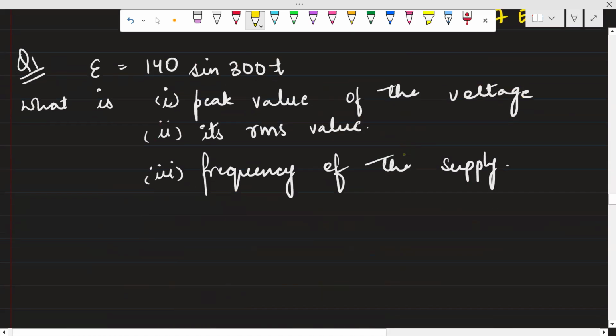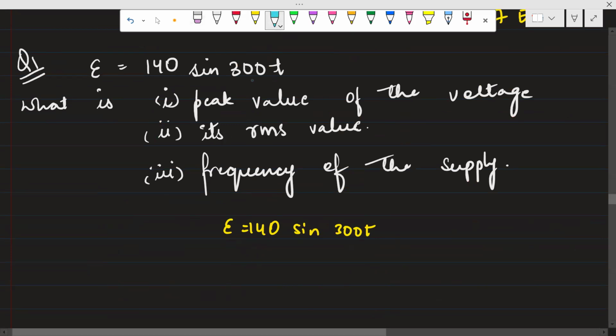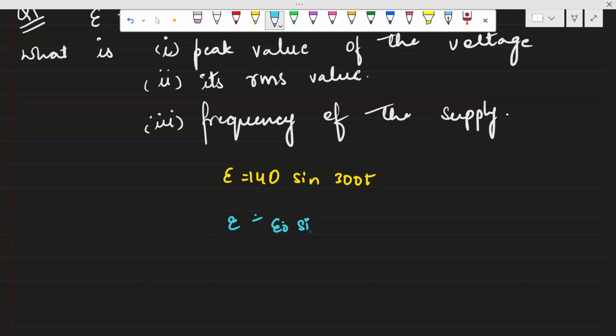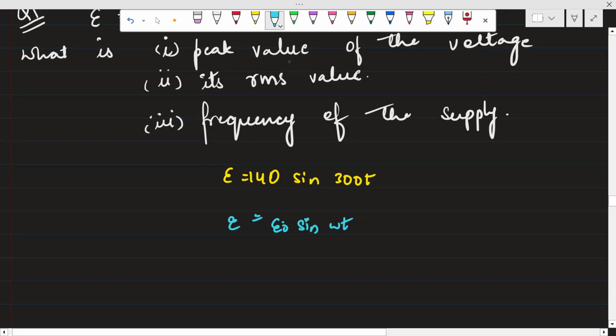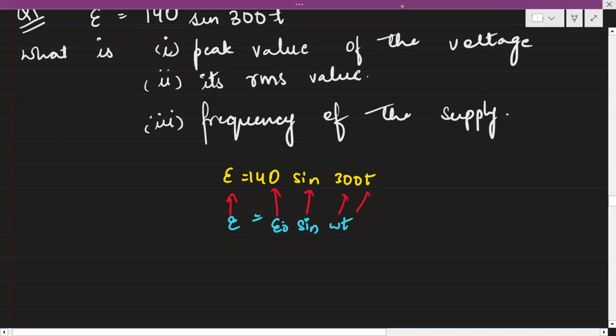Let's see a question based on this. EMF is equal to 140 sine 300 t, class. The equation that is given to us is this. So we know our original equation. If I make you relate it to the original equation that we have studied, this is E equal to E naught sine omega t. Now each and every term describes each value. Okay, so yes, Oishi, you tell me what's the peak value of the voltage?